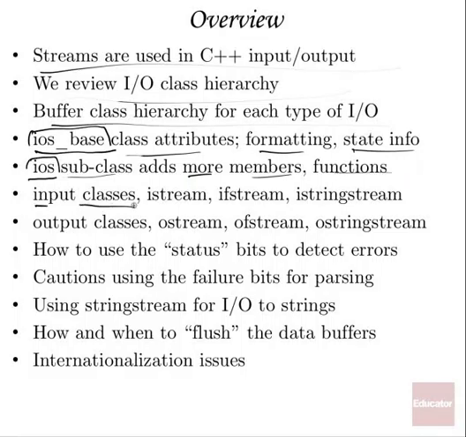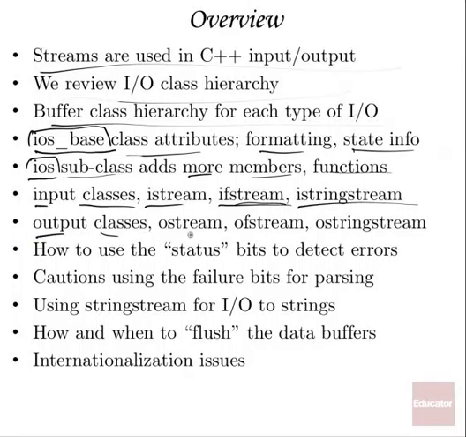Now we've got our input classes, which are istream and ifstream. Of course, istream is an input stream. ifstream is an input file stream. And then we have an input string stream. We can actually do input and output to an actual string. So it's as if it was an external device, but it's not an external device. It's actually an internal string, which lets you do some of the formatting that it normally does for input and output to devices. You can do that formatting to a string.